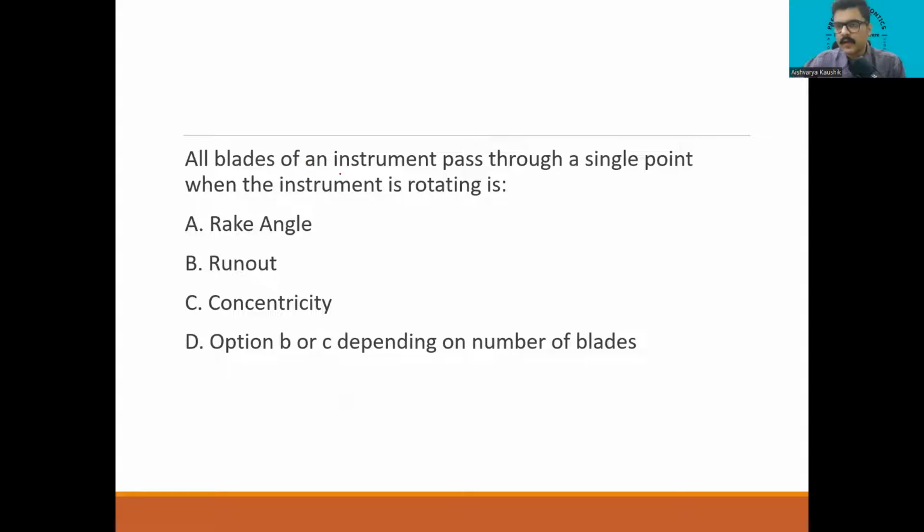Now, important to realize here is we are talking of all blades of an instrument. So it's a cutting instrument for sure. That means we are most likely talking about a burr. Pass through a single point. So somewhere we are talking about the symmetry or geometry of the burr. That's number two. When the instrument is rotating, that is a very key important point. This is what is going to decide the answer to this question.